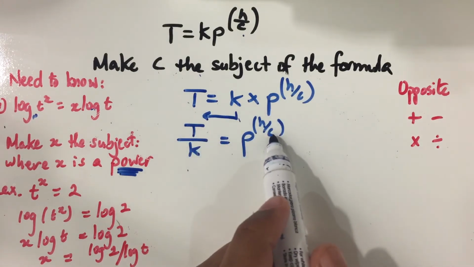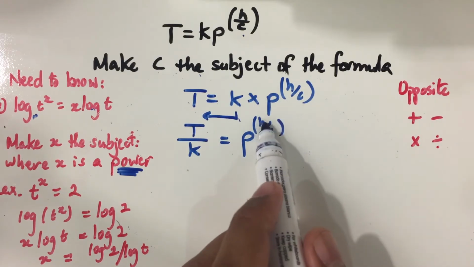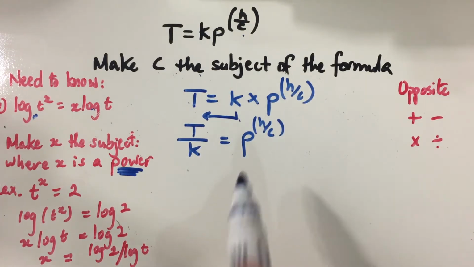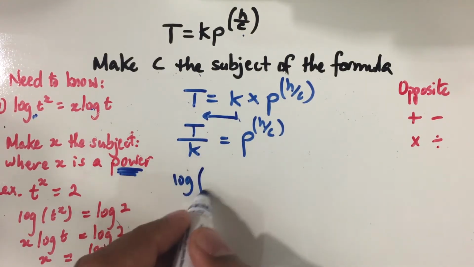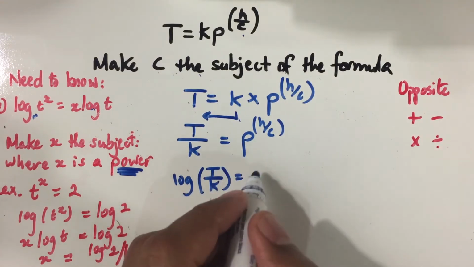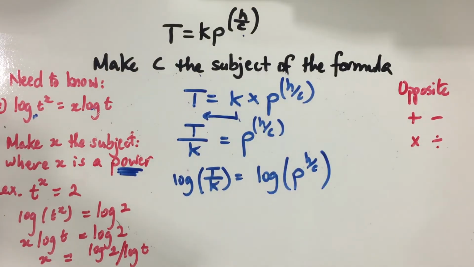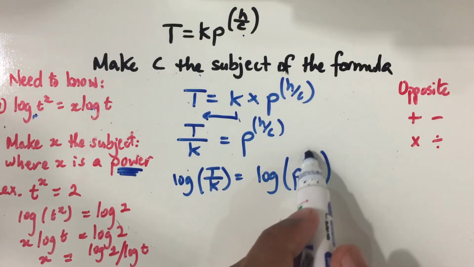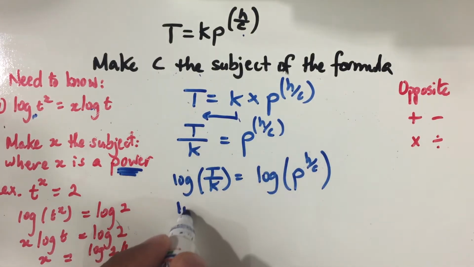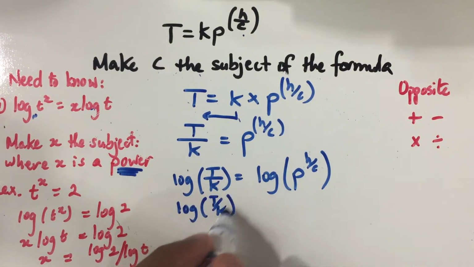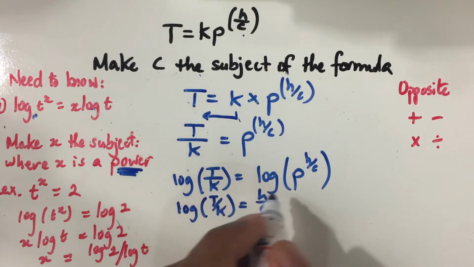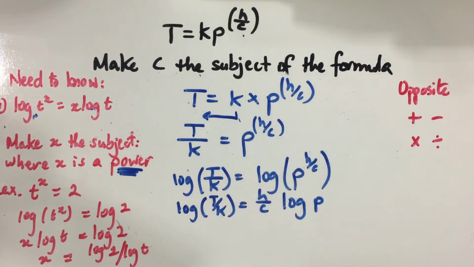We need to find c. We need to make c the subject of the formula, and c is a power. So what we need to do, we need to take logs. So then log of t on k is equal to log p to the power of h on c. Okay, and remember what we had done here? We had brought the x in front of the log, so now we can bring h on c in front of log, so it now becomes log t on k is equal to h on c times log p.